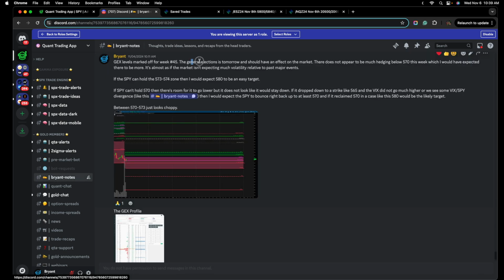Now, we are aware it is the general elections for tomorrow, because again, this is from Monday, so yesterday was Tuesday and today's Wednesday. There does not appear to be much hedging below 570 this week, which I would have expected there to be more. It's almost as if the market isn't expecting much volatility relative to past major events.